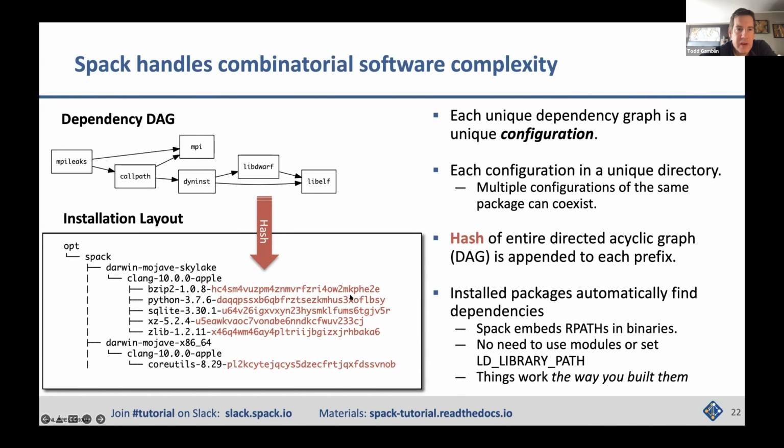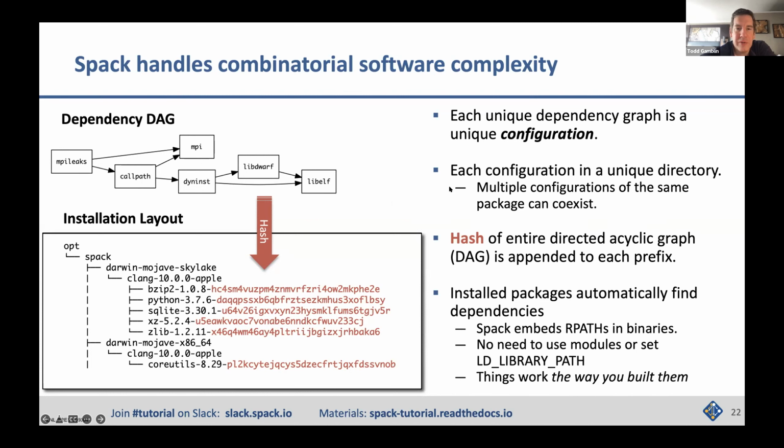And if you tweak anything in this graph, so if you tweak libelf or change parameters for any of the different pieces of it, the dependents of that thing will also change their hash. So if you change the configuration of dynins so that its hash changes, then that's going to propagate all the way up. Call path built with a different dynist is different from call path built with another dynist. The MPI leaks built with a call path built with some new dynist is different from the one that was built before. So basically, it's Merkle graph semantics, or Merkle hash semantics.